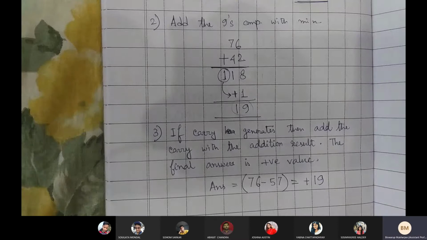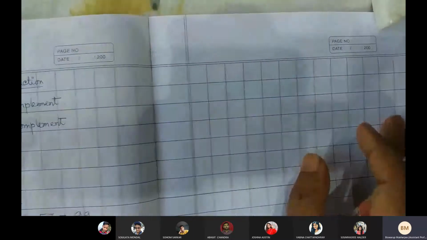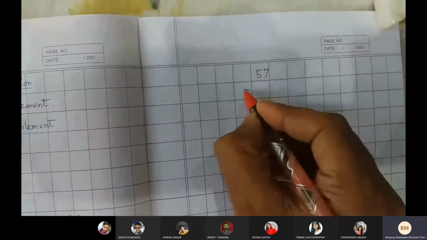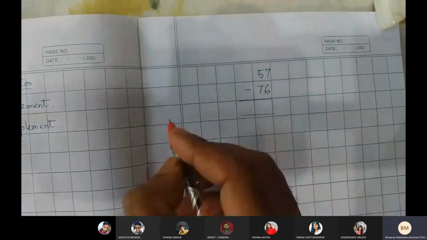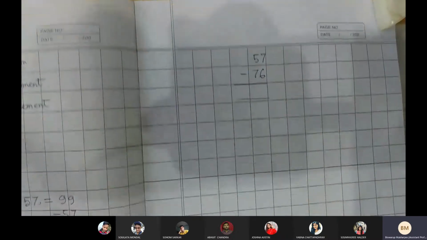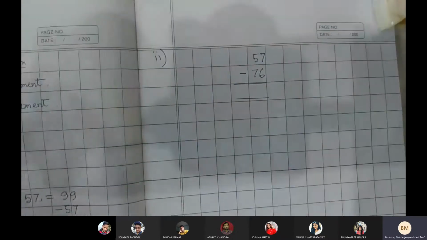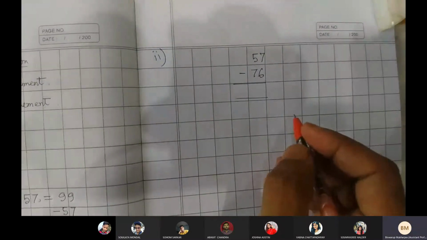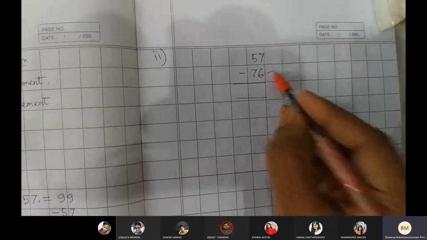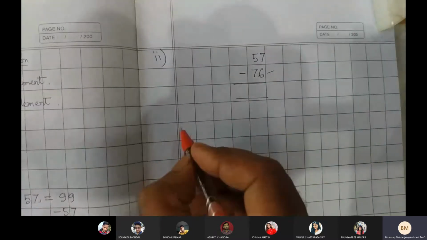Is that clear? Yes, sir. Fine. So let me come to the just opposite one so that we can have the other case also. So instead of that, if it is 57 minus 76, just the opposite case. Okay. Again, the same job you have to attend. So suppose this is the second one, this is the first one. Again, the same job you have to do. So take 9's complement of this 76.